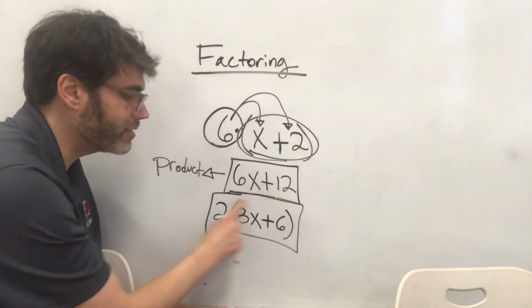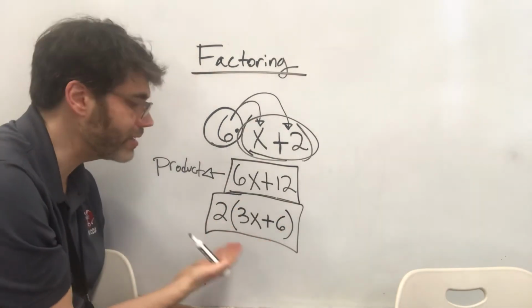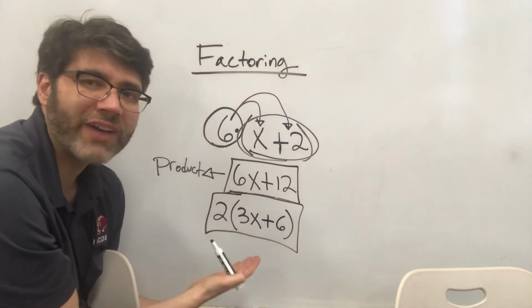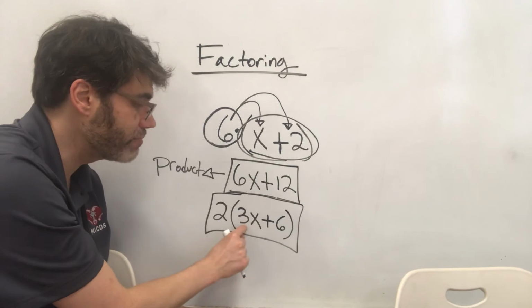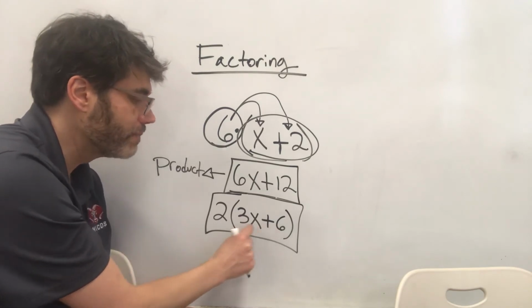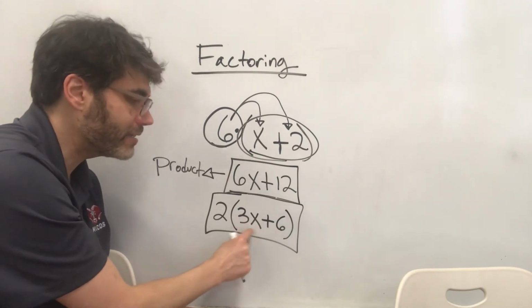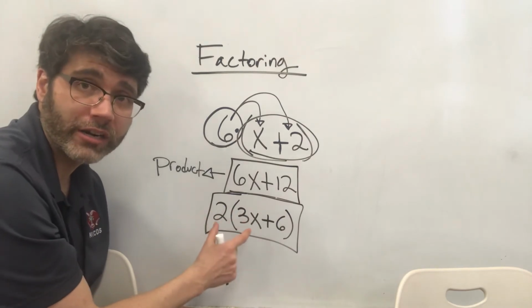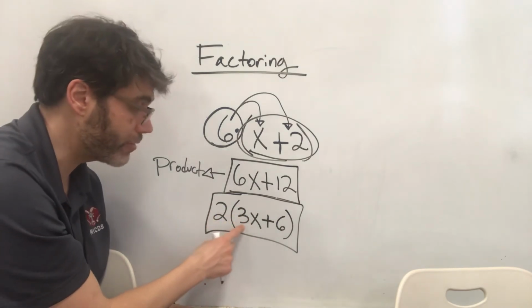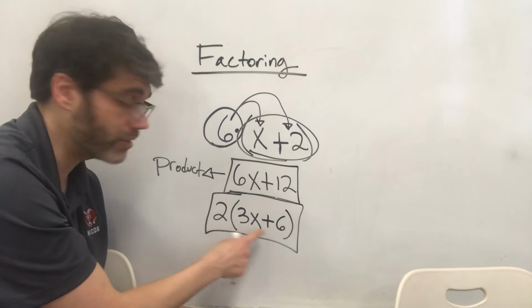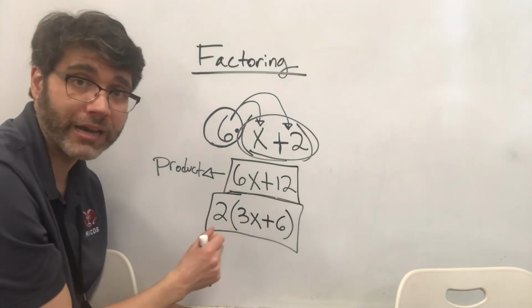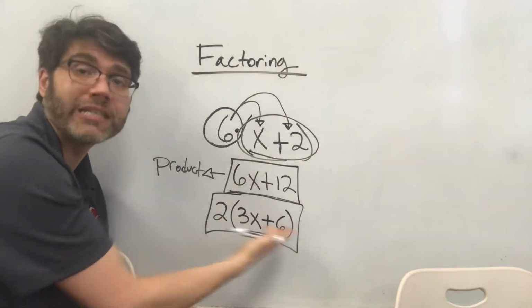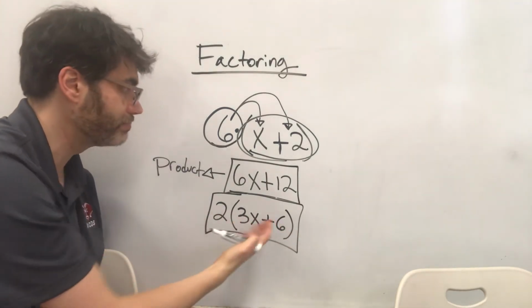So you could say that this is also a version of factoring this original expression, but we don't want to do this as our final answer because this is not fully factored, because there's even more that we can extract from 3x and 6. 3x and 6 also share a common factor, that factor being 3. See, 3 goes into 3 once and 3 goes into 6 twice. So 3 is another factor that could get pulled out. So this is incomplete. It's not complete.